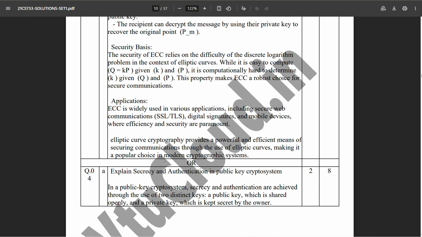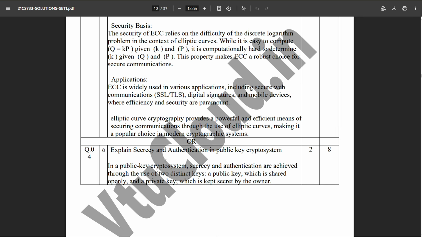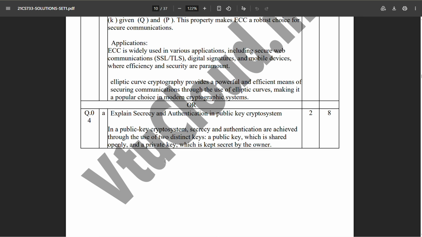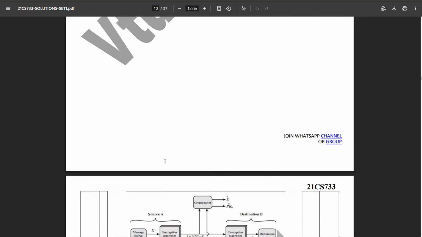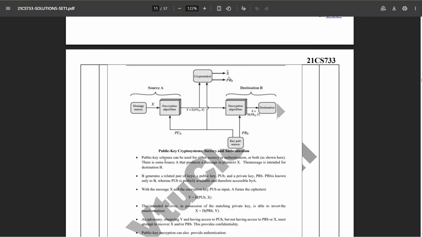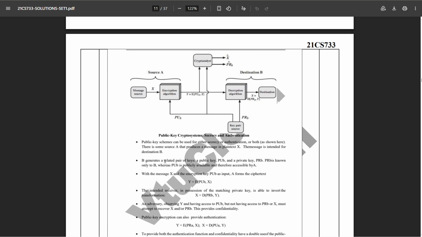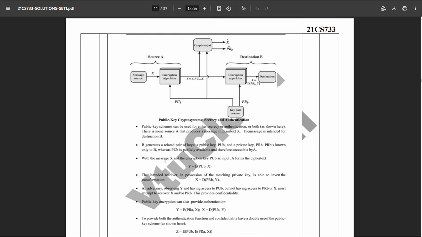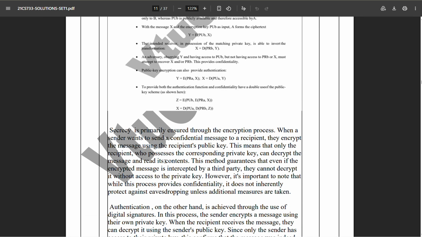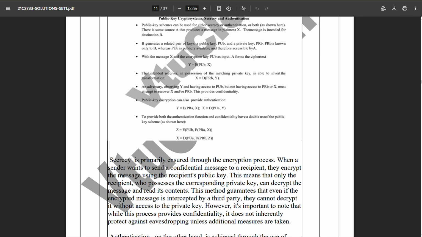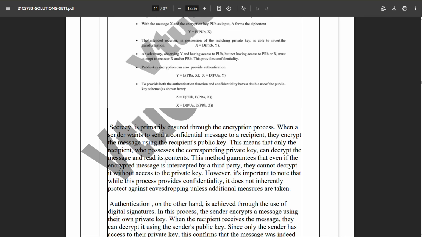And the next, coming to the fourth question, explain secrecy and authentication in public key cryptography. This is the diagram for public key cryptosystem, secrecy and authentication. In this, many formulas are included. Definitely, you have to remember these formulas. If you don't write these formulas, the marks will not be given.